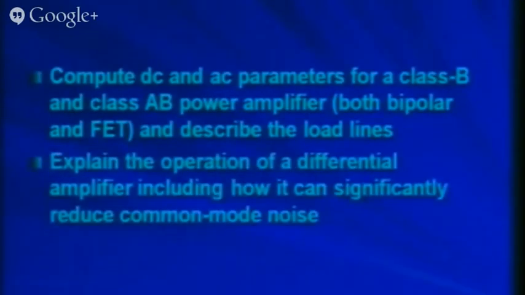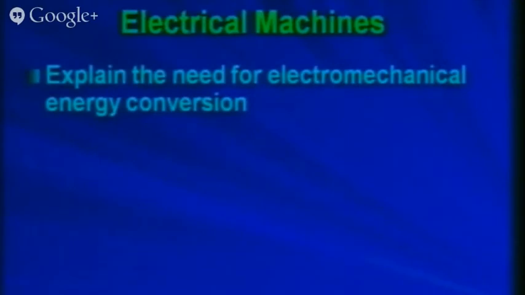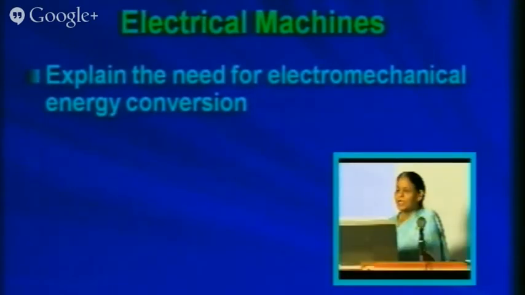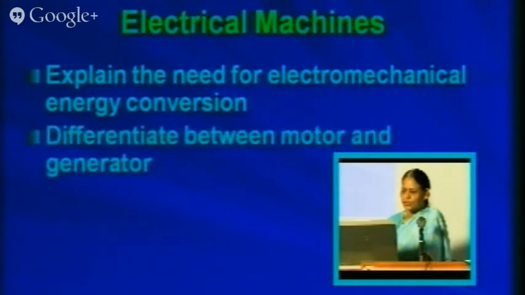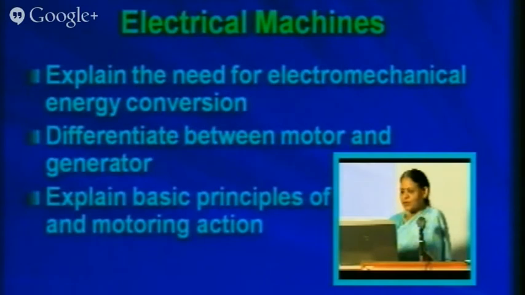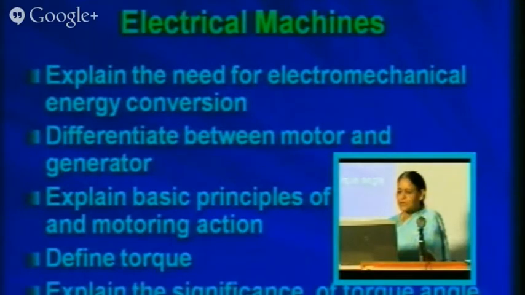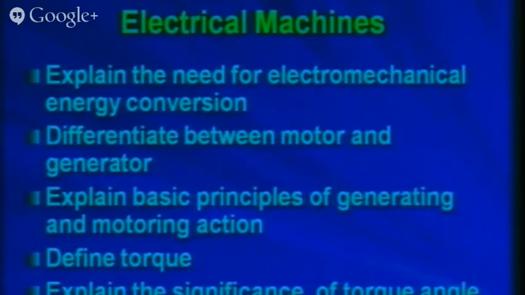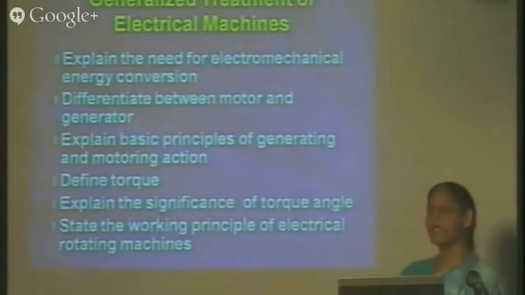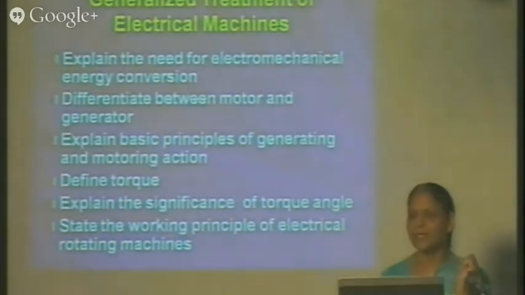Okay, let's take another example, generalized treatment of electrical machines. Here some of the specific objectives would be: explain the need for electromechanical energy conversion, differentiate between motor and generator, explain the basic principles of motoring and generating action, then define torque, then explain the significance of torque angle, state the working principle of rotating machines. Again, here you can see that only the remembering and understanding levels have been covered.